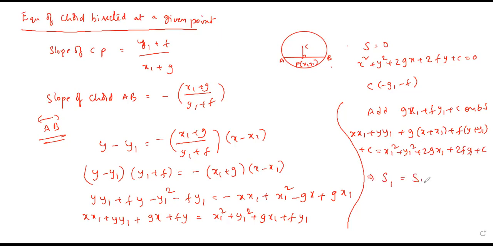Now this is S1. We did the same procedure in the equation of the tangent, but there the point x1 lies on the circle, so S11 value is 0, and the equation of the tangent we took as S1 equals 0. But here we don't get S11 equals 0 because this is a point inside; of course, it is less than 0. So this is the equation of the chord bisected at a given point: S1 equals S11.